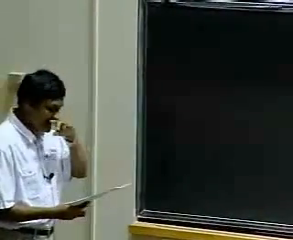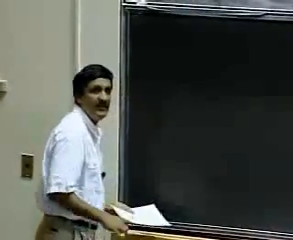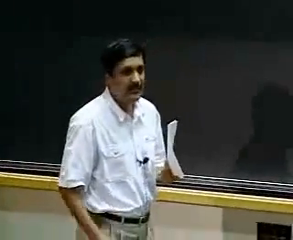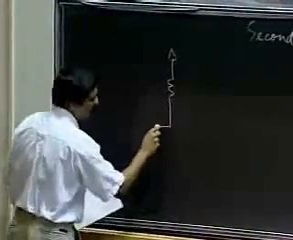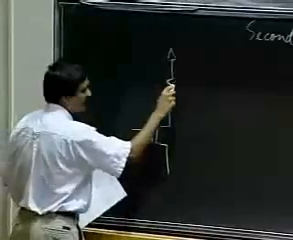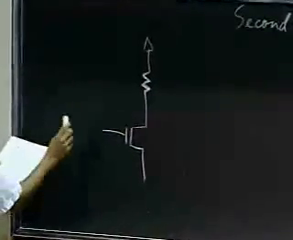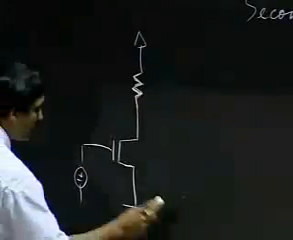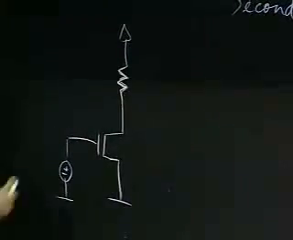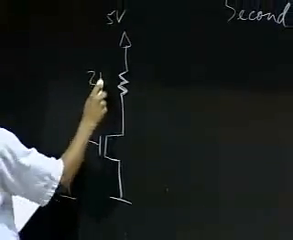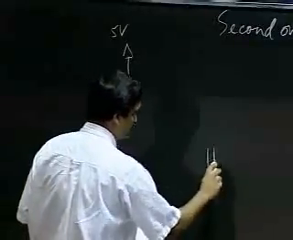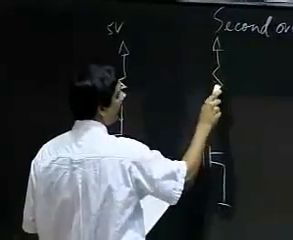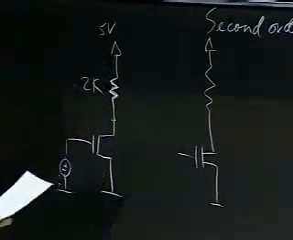So what I'd like to do is draw your attention to our good old inverter driving a second inverter, the same circuit that we used to motivate RC studies. One inverter driving another. So let me draw the circuit. Here is one inverter. This is, let's say, 5 volts, and this is, let's say, 2 kilo ohms. And I connect the output of this inverter to a second inverter.